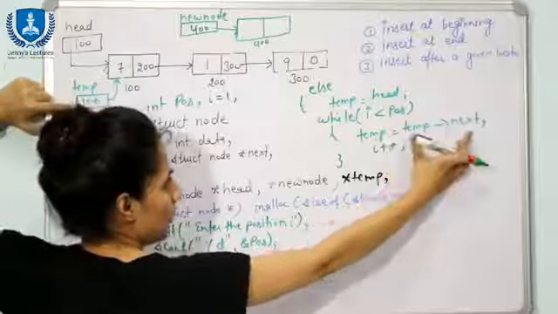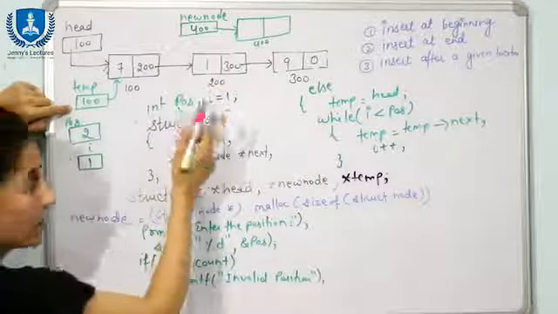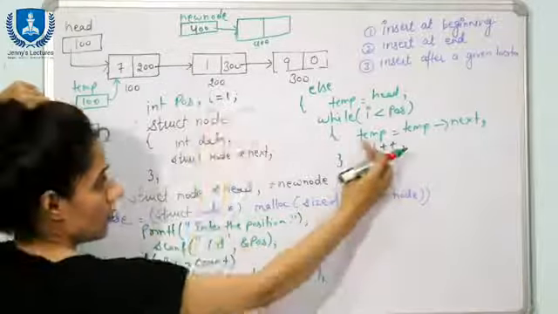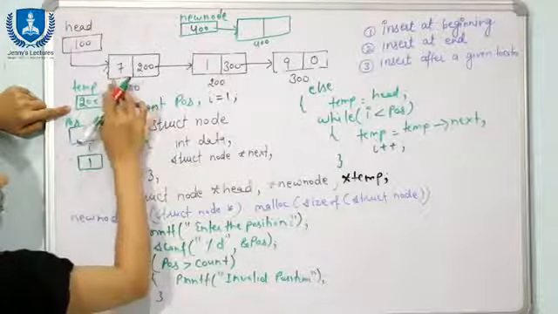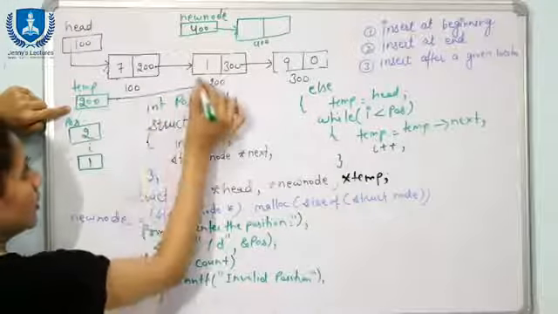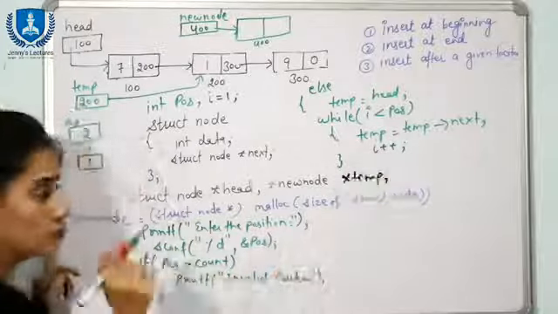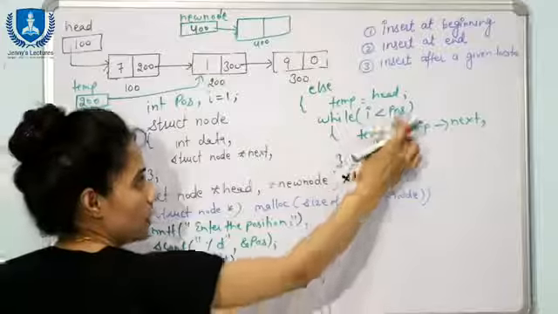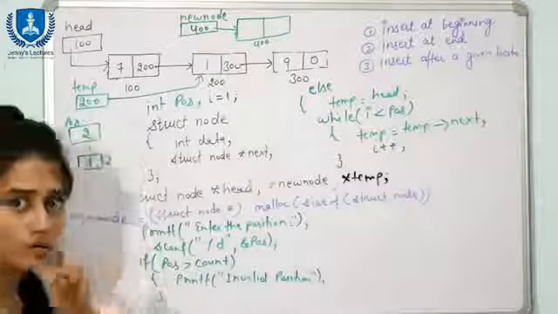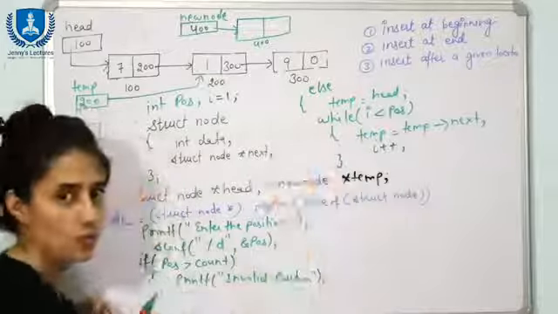Now temp is equal to temp next. What is the value of temp next? See, temp next is 200, right? So 200 will be stored in temp. Now temp is going to contain 200, so temp is going to point here, right? And I plus plus, now I becomes 2. Now again check: 2 less than position, position is 2. No, this condition is not true. Fine. So we are not going to enter into this loop.